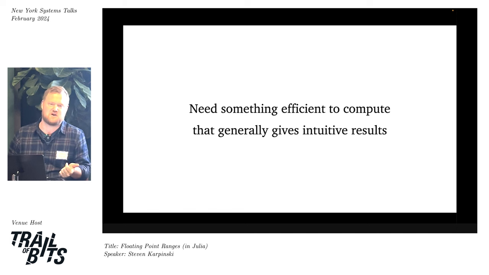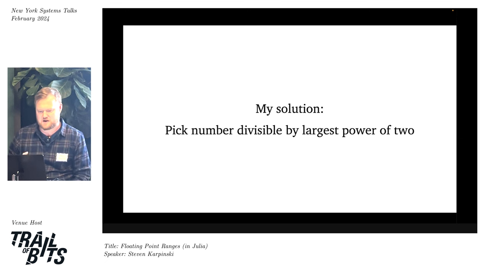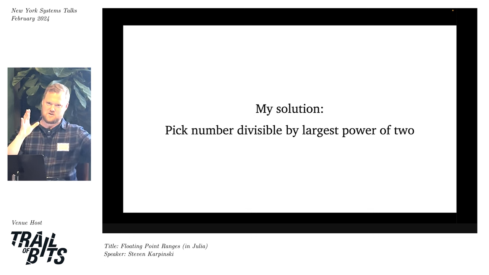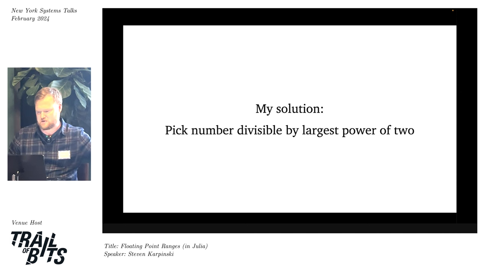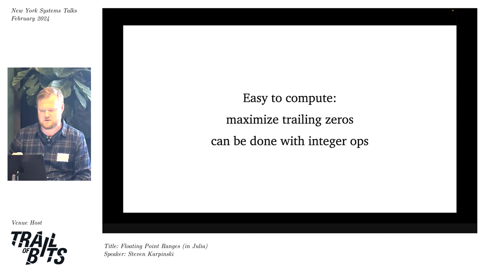So we also need something efficient. We can't spend huge amounts of time figuring this out, and it has to be generally intuitive. So the thing I came up with is to pick a number that is divisible by the largest power of 2. Which integer in this interval is divisible by the largest power of 2? It's basically maximizing the trailing zeros. And it can be done efficiently with integer operations, which is nice.